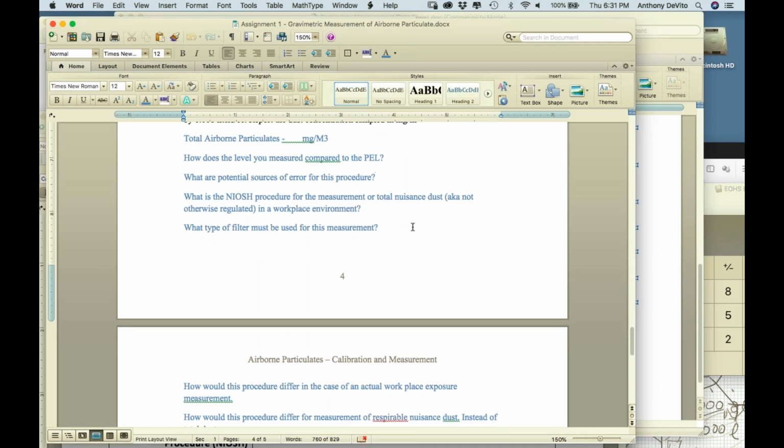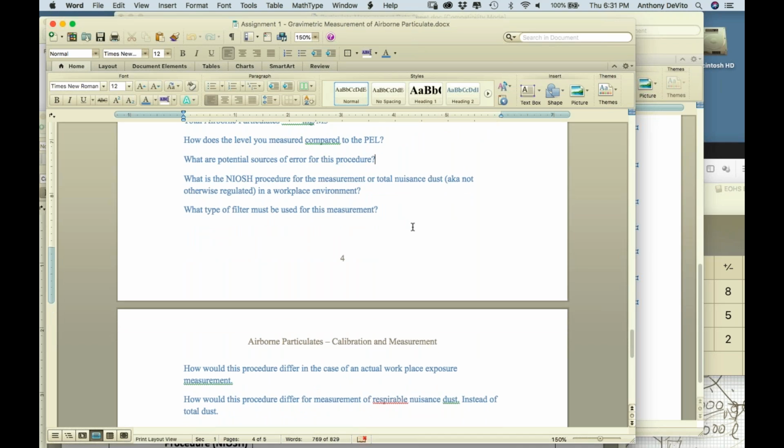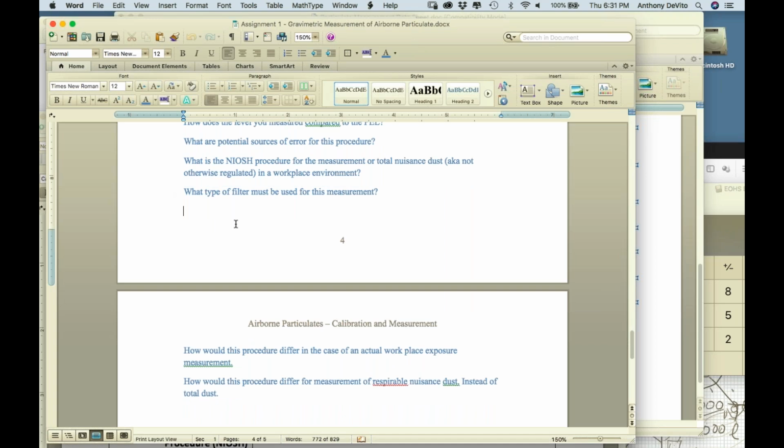What are potential sources of error? You can think about that. Maybe the scale is a potential source of error. How about humidity, moisture pickup and so on? It could be a number of reasons. So you can use your imagination and feed back to me what you think might be some sources of error.